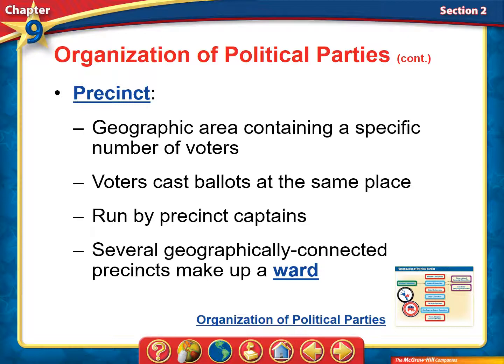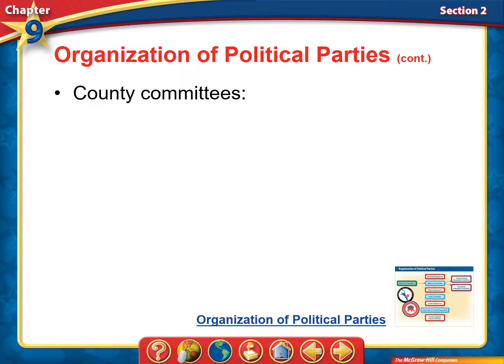Now, several of these precincts together make up a ward. And this is an important term to understand. A ward is several neighboring precincts that make up a larger unit. So for example, we might be connected with the other Western Carolina precincts because we often vote in a similar fashion. And so those would make up a ward. The precinct is the smallest political unit in our country. In terms of elections, ward is the next.